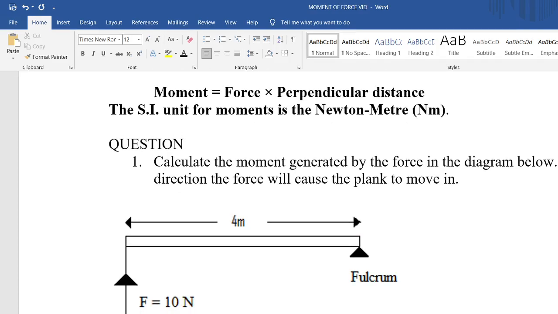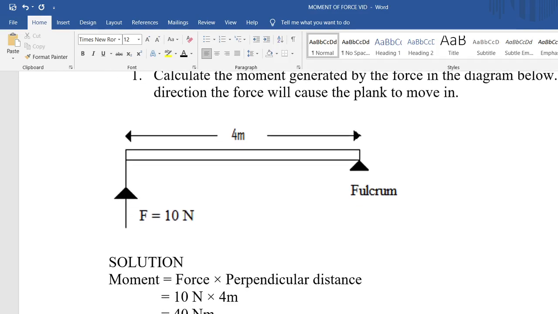Our first question is asking us to calculate the moment of a force. A force is a vector, so we'll be using arrows to show the direction the force is going. We're looking at a force of 10 newtons acting at a perpendicular distance of 4 meters away from our fulcrum. Using the equation, our SI unit would be the Newton meter. Moment is equal to force times perpendicular distance. Therefore, we'll end up with 40 Newton meters.